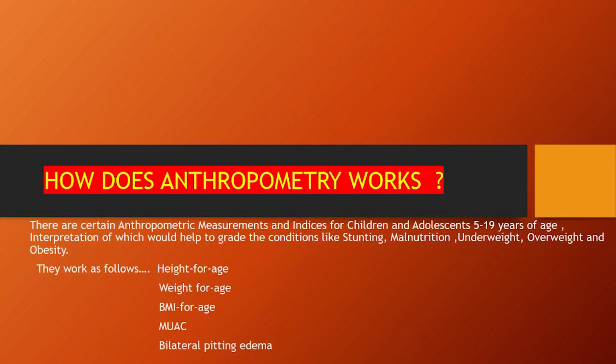Okay. So, how does anthropometry work? What are the things which we take help of under the heading of anthropometry, or under the technique of anthropometry, which would help us to assess the nutritional problems? The first is height for age, second is weight for age, third BMI for age, the fourth, very important, is MUAC, and the last but not the least is bilateral pitting edema.